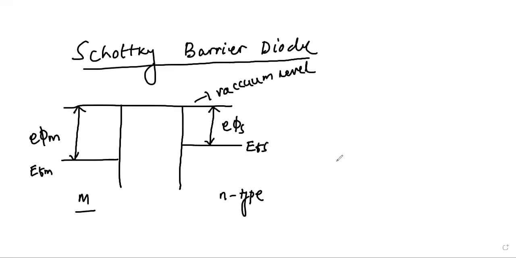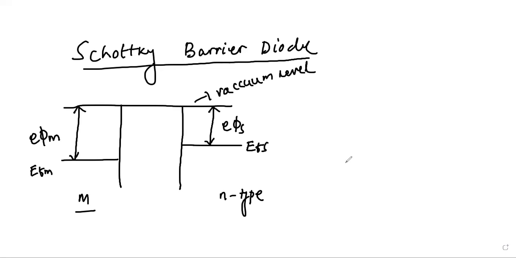Let me define what the semiconductor and metal work function are. Basically, we define work function as the amount of energy required to lift an electron from its Fermi level to outside the material, that is, the vacuum level here, which we considered as the reference energy level.